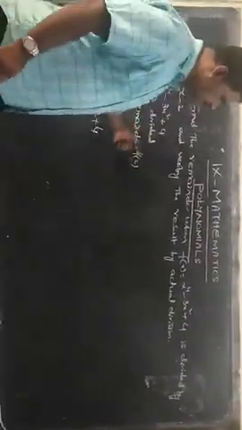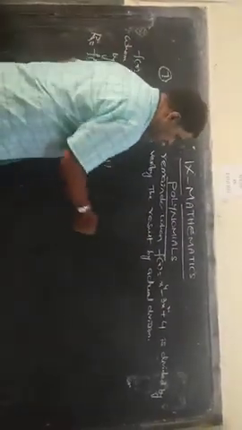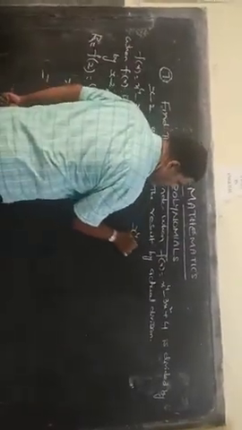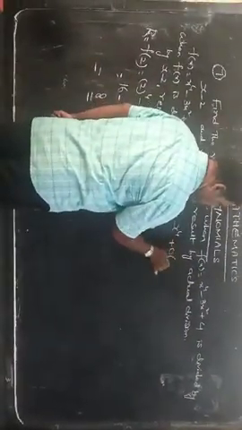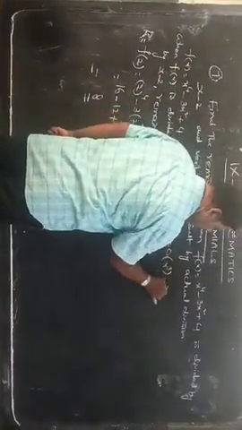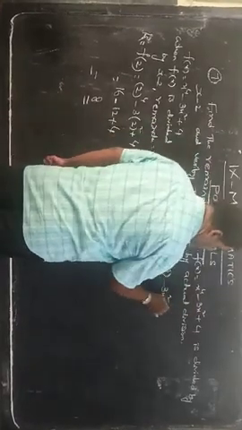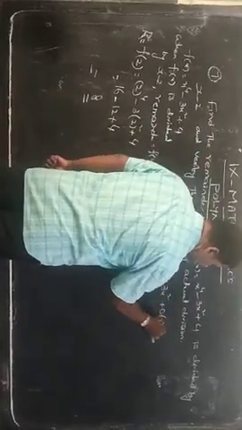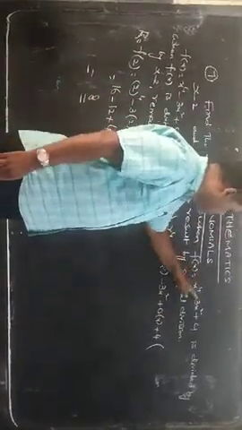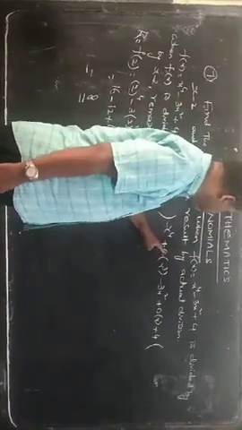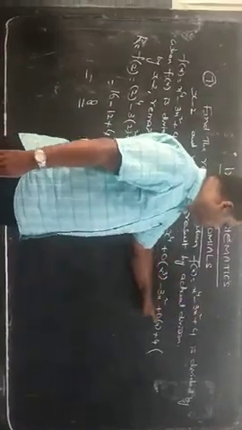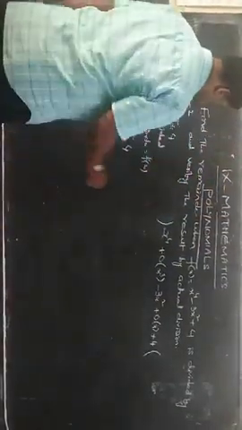Now we should verify this result by using actual division. So let us divide x to the power 4 minus 3x square plus 4. Here the x cube term is not there, so I will write 0 into x cube minus 3x square. The x term is also missing, so 0 into x plus 4. This is divided by x minus 2.